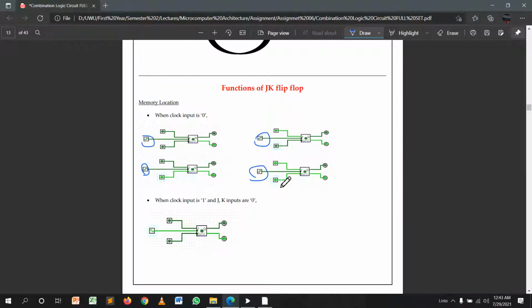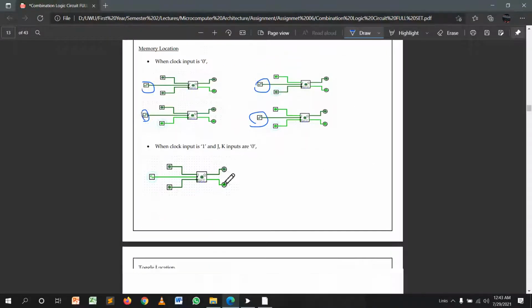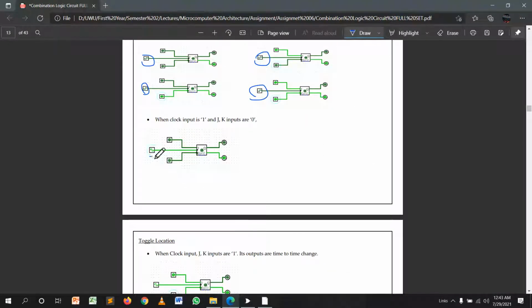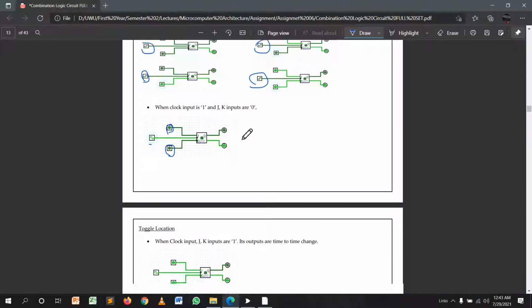For other values we input, we don't care about the other values from the circuit, and it is a memory location. This is the memory location. Then those two inputs are 0. When the clock pulse is 1, we don't care about that. It's also a memory location.